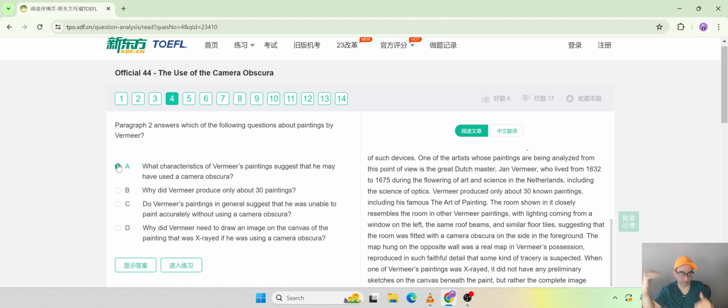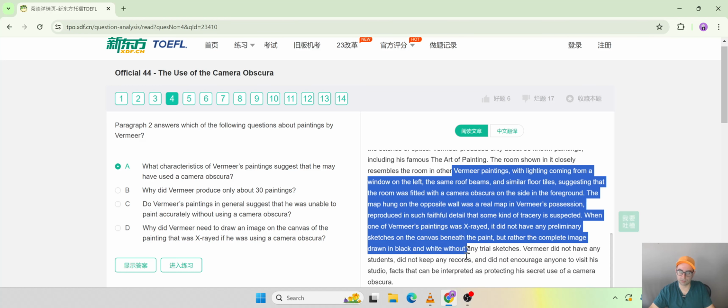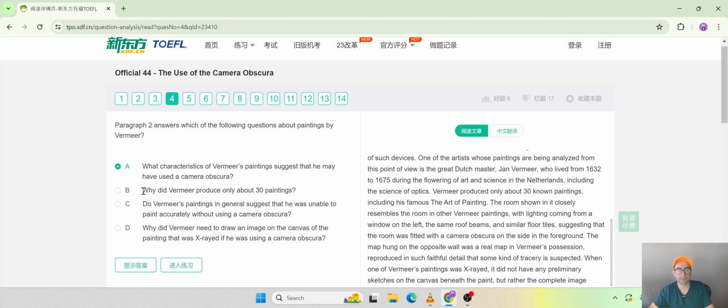And now you would move on. You don't have to check B, C, and D. Now, if you didn't know what characteristics are and probably you read this, you're going to waste a bit of time. Then you come to B, and then you have to go through B, C, and D to check if they're the right answers.